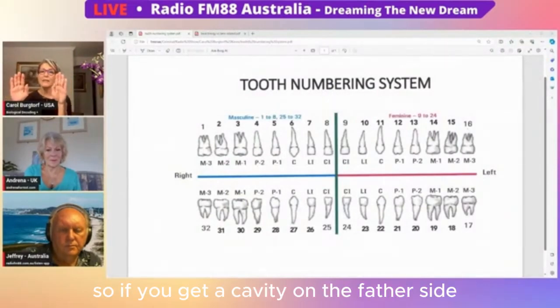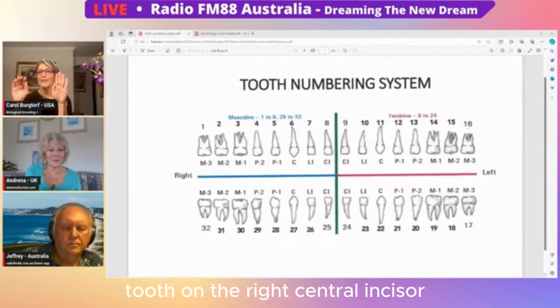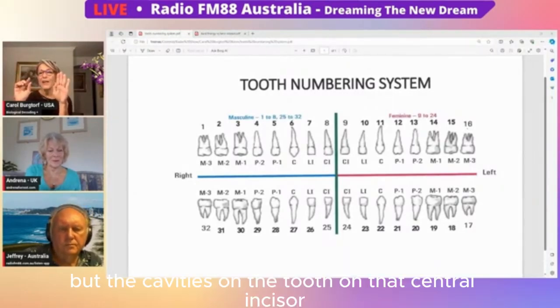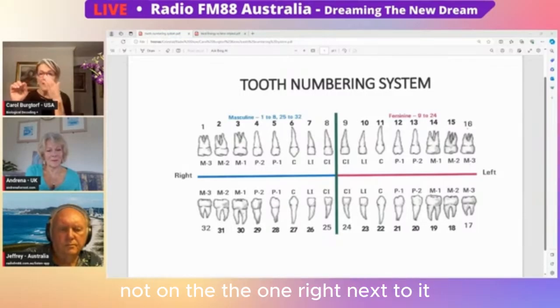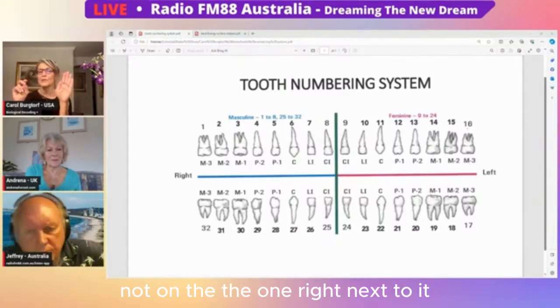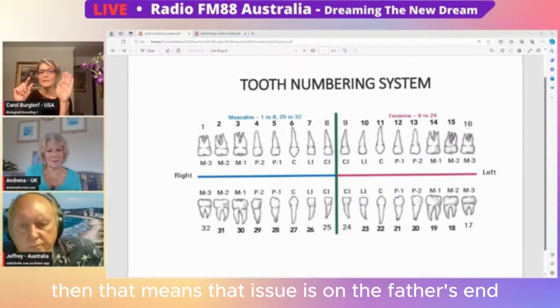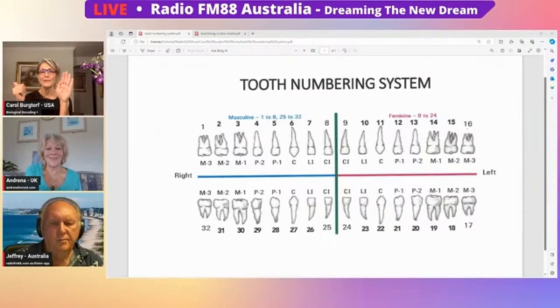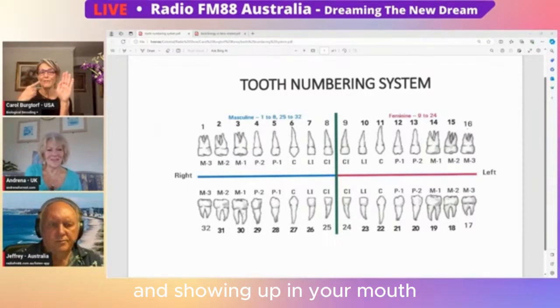So if you get a cavity on the father side tooth on the right central incisor, but the cavity is on that central incisor, not on the one right next to it, then that means that issue is on the father's end. The father has an issue with you and it's showing up in your mouth.